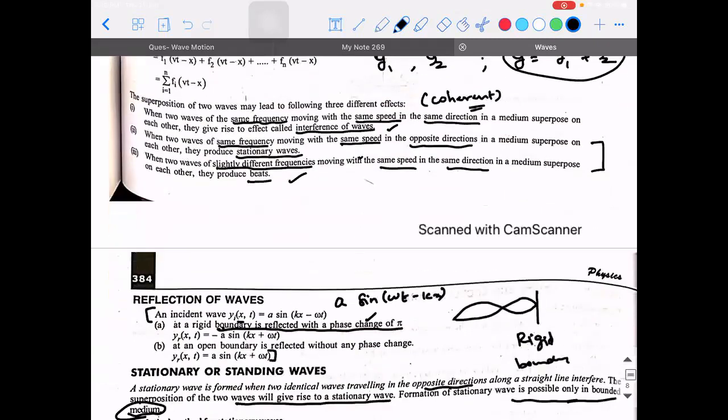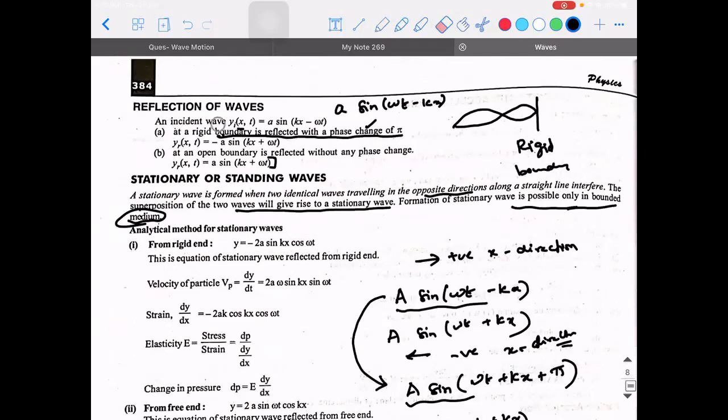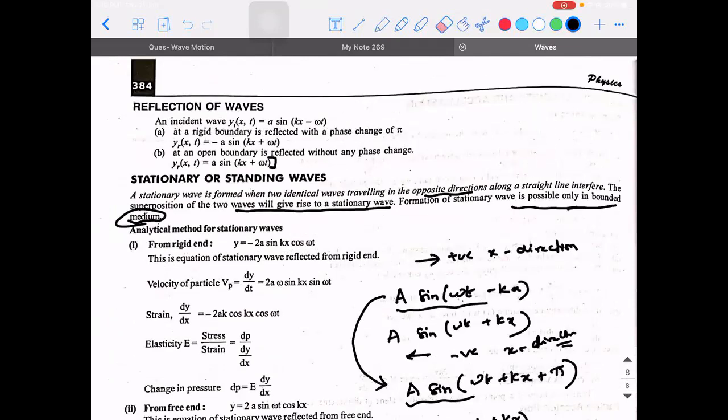Now comes an important point. Now I need to discuss something about reflection of waves, because a standing wave is formed by two waves which are traveling in exactly opposite directions and they should have the same frequency. That's an important condition to be satisfied.